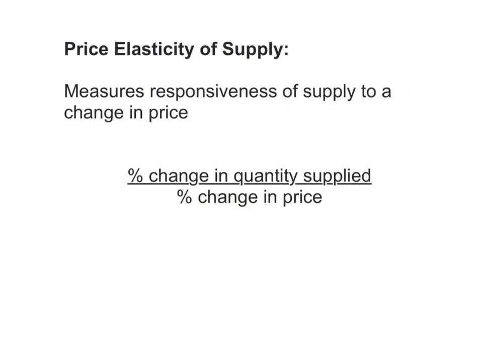Moving on to our final calculation here, price elasticity of supply. All we're doing here is we're taking our original first calculation that we looked at, price elasticity of demand, and we're changing the word demand for the word supply. So that's responsiveness of supply to a change in price, and we're calculating the percentage change in quantity supplied divided by the percentage change in price. Other than that, exactly the same logic and rationale to doing our calculations.